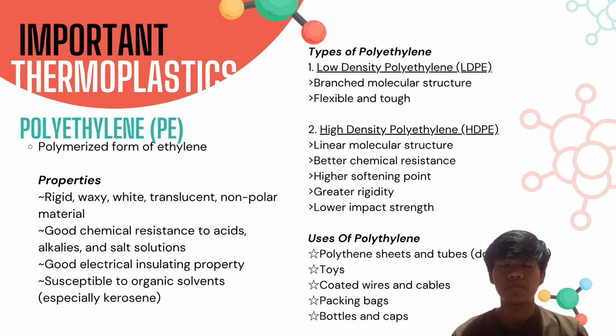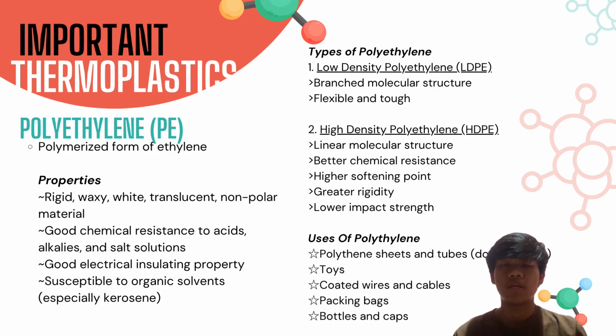First in the list is polyethylene, or PE. It is simply the polymerized form of ethylene. It is rigid, waxy, white, translucent, and a non-polar material. It has good chemical resistance to acids, alkalis, and salt solutions. It also has good electrical insulating property and is susceptible to organic solvents, especially kerosene.